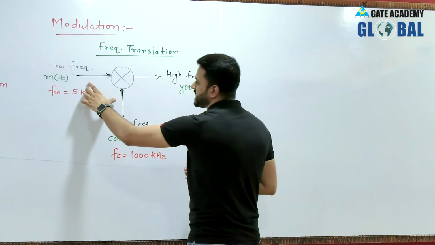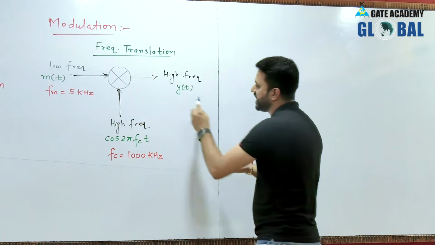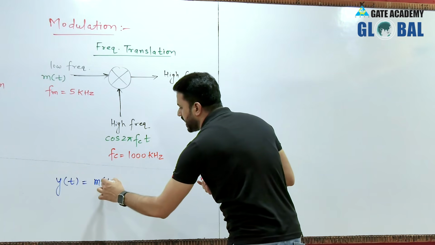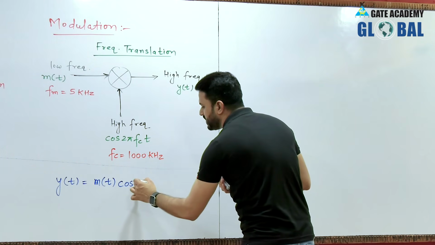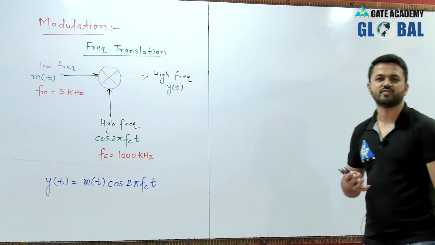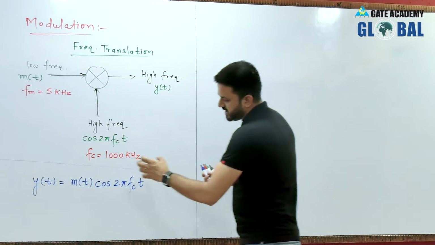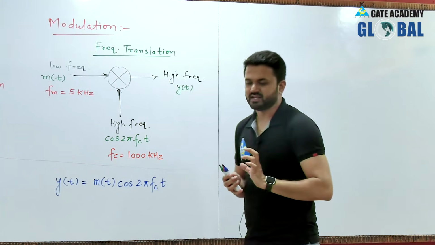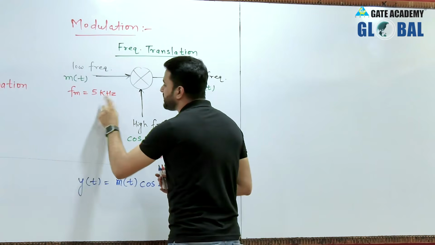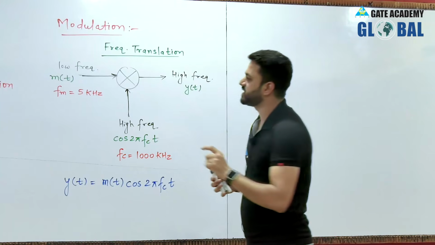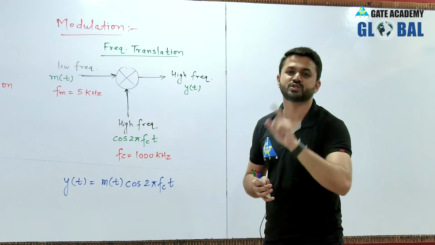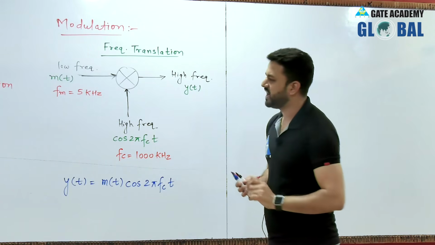So we are performing the multiplication here, and we get output y(t), which is equal to m(t) into cos of 2 pi fc t. Since we know that the message signal has a maximum frequency of 5 kilohertz, we can draw the spectrum of this message signal by assuming any kind of shape, but it should have the maximum frequency 5 kilohertz.